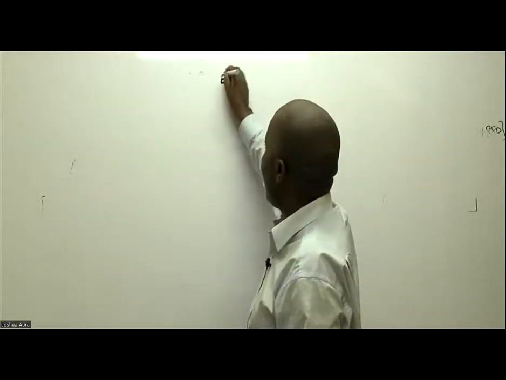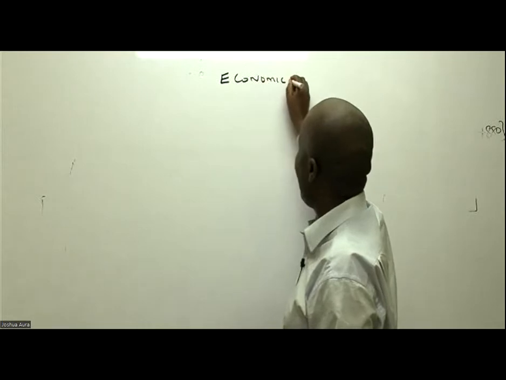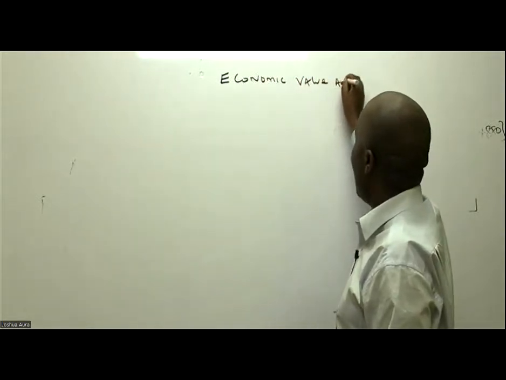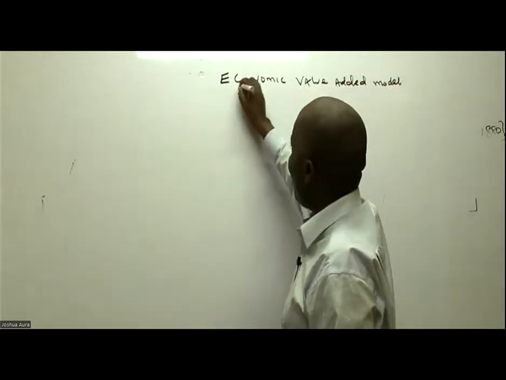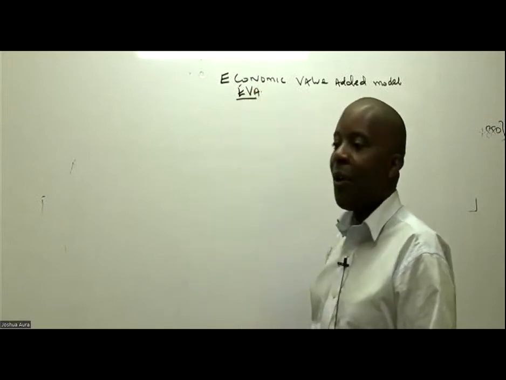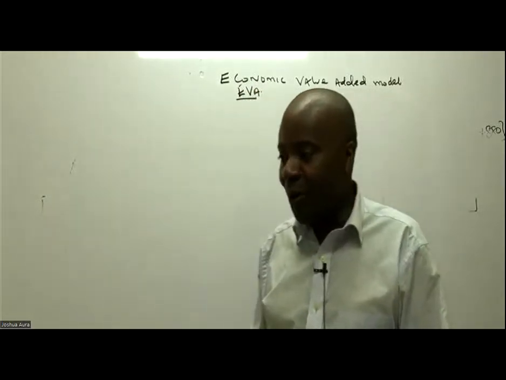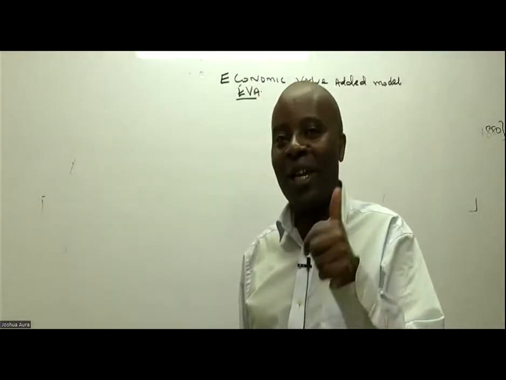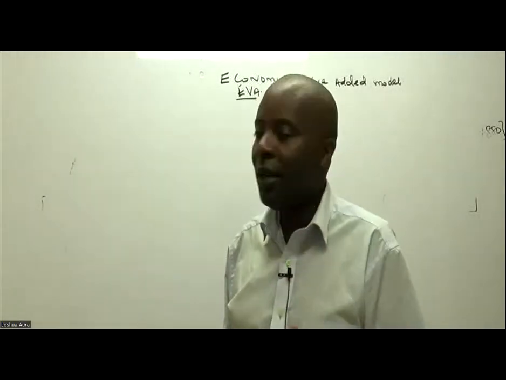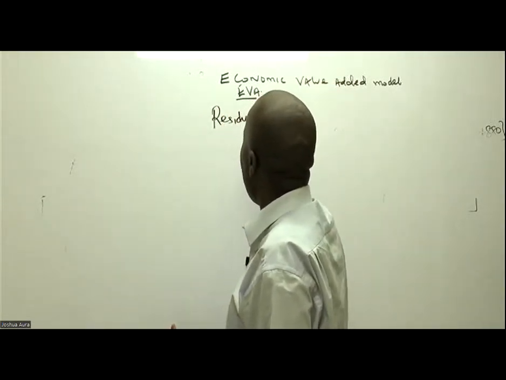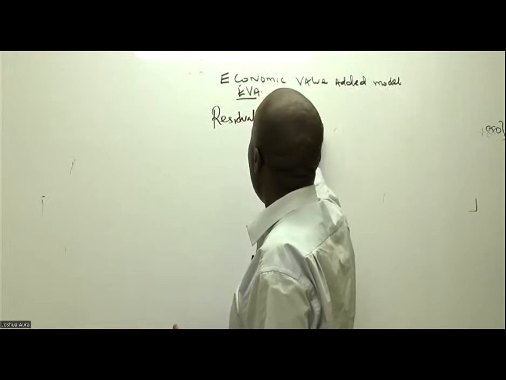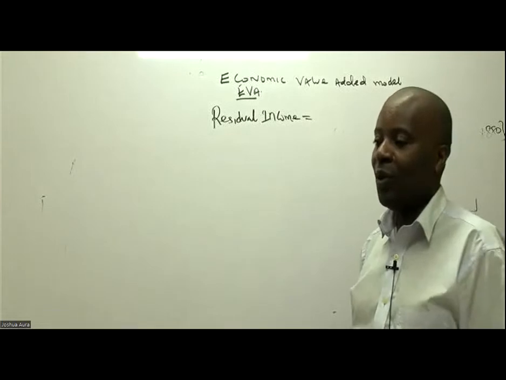Great. So right now, ladies and gentlemen, we are doing what we call the economic value added model, EVA, very popularly known as EVA. Remember, EVA borrows heavily from residual income. So we cannot start this EVA model without you telling me, how do we get residual income?